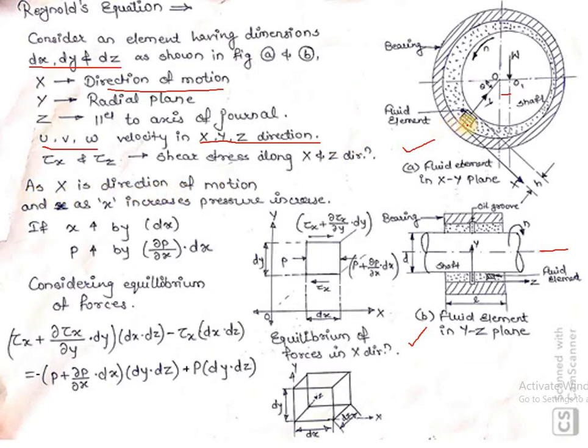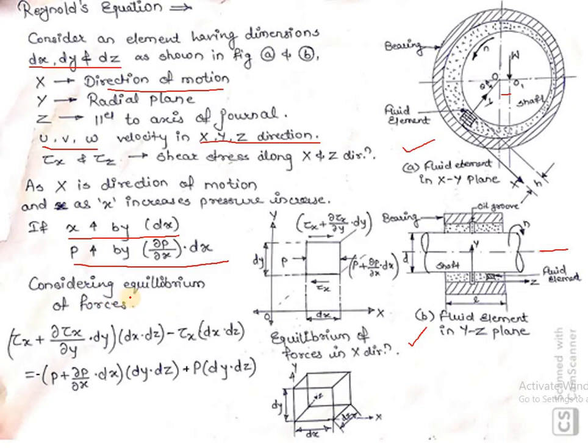Now, x is the direction of motion, and when x increases, the pressure will increase. X increasing means the fluid is moving in the forward direction, and as the fluid moves forward, the pressure increases. So if x is increased by dx, the fluid moves further by dx, and the pressure generated by that increment of x is given by ∂p/∂x into dx.